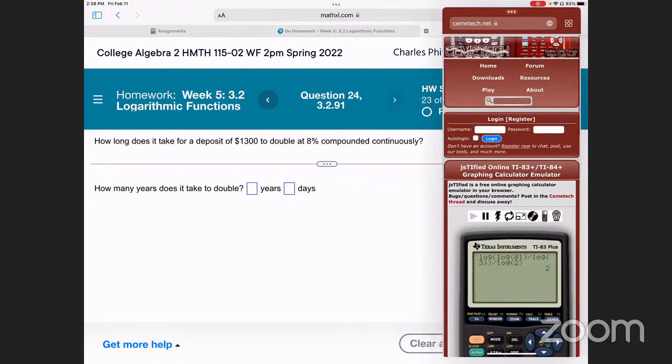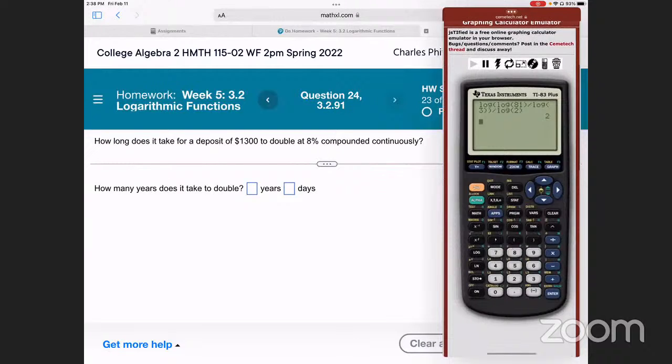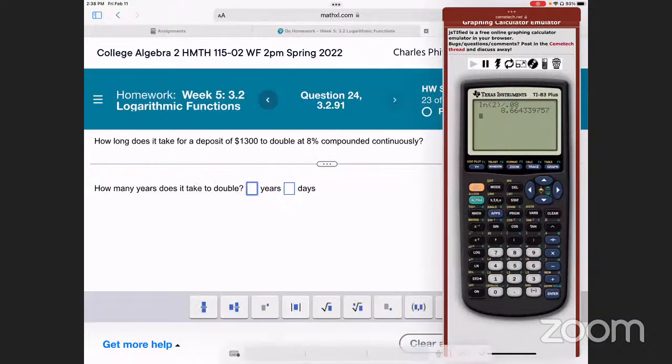Let's go ahead and do that now. If I need to go further into that, just let me know. The natural log of 2 divided by that 8%, which is 0.08, right? So this gives us the years. So we have 8 years.